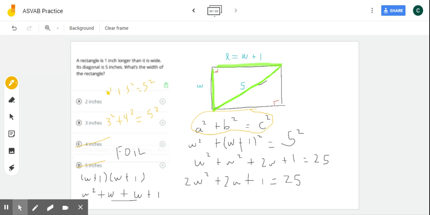2 squared is 4, 3 squared is 9, 9 plus 4 is not 25. 3 squared is 9, 4 squared is 16, and 9 plus 16 is 25, so the answer would be B.